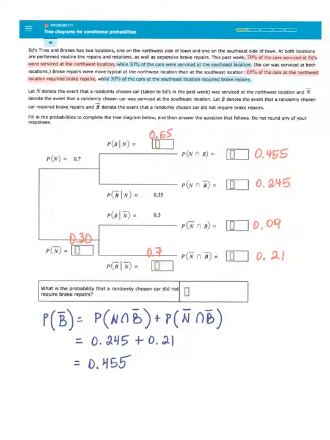Here is an example of computing conditional probabilities using a tree diagram. Ed's Tires and Brakes has two locations, one on the northwest side of town and one on the southeast side of town. At both locations are performed tire repairs and rotations as well as expensive brake repairs.